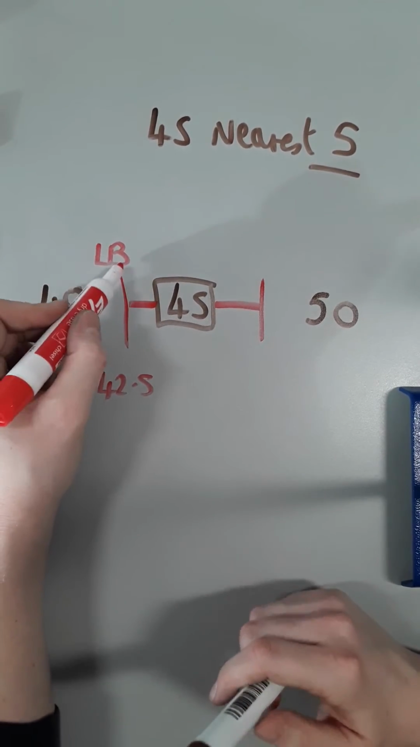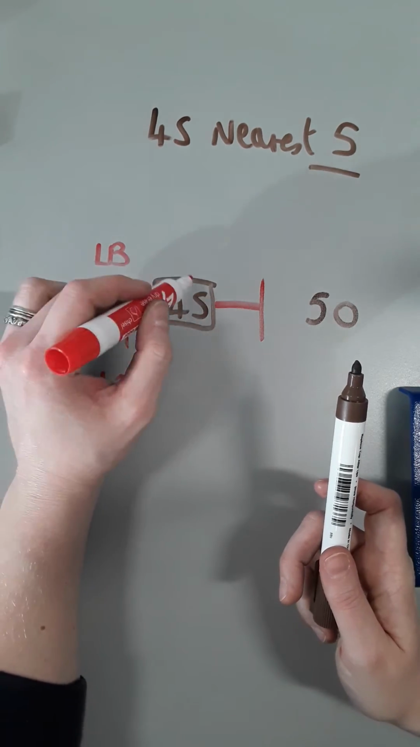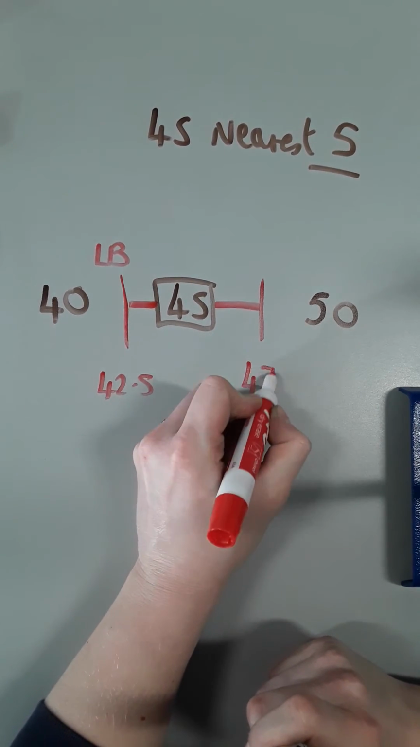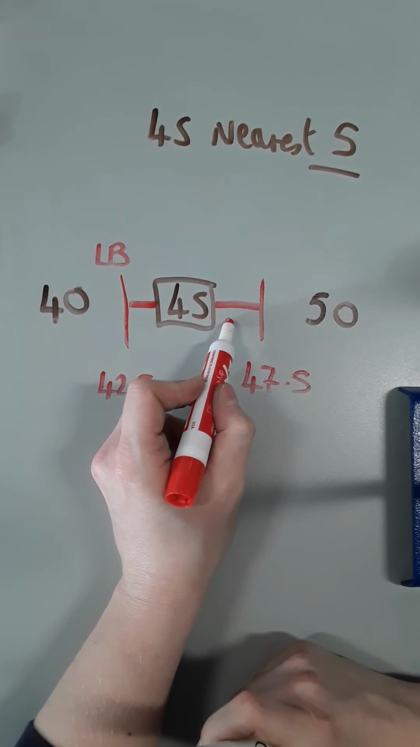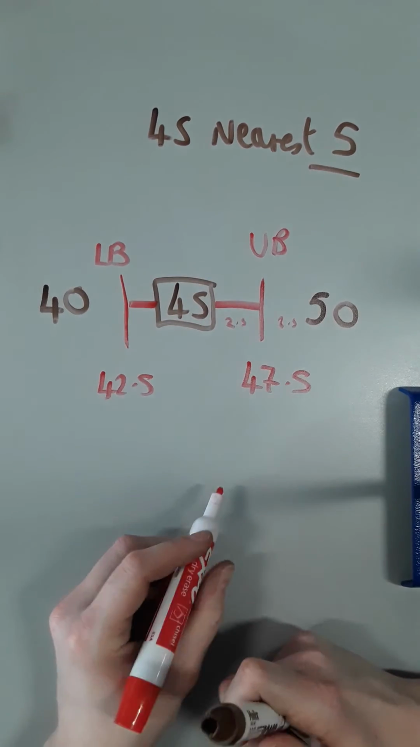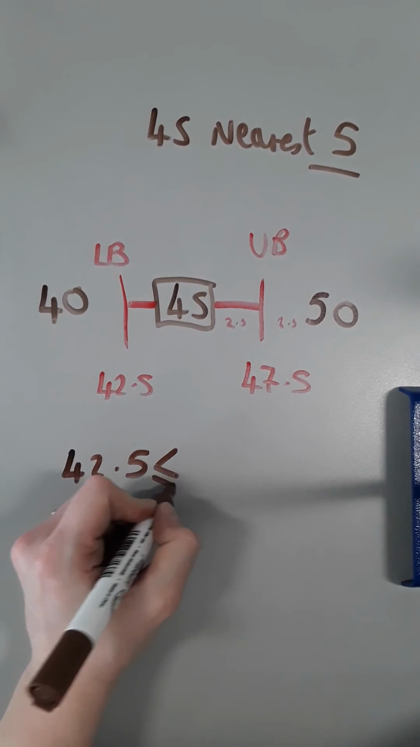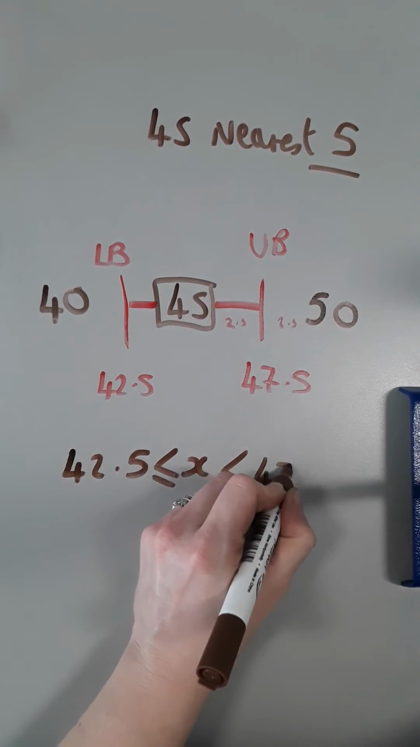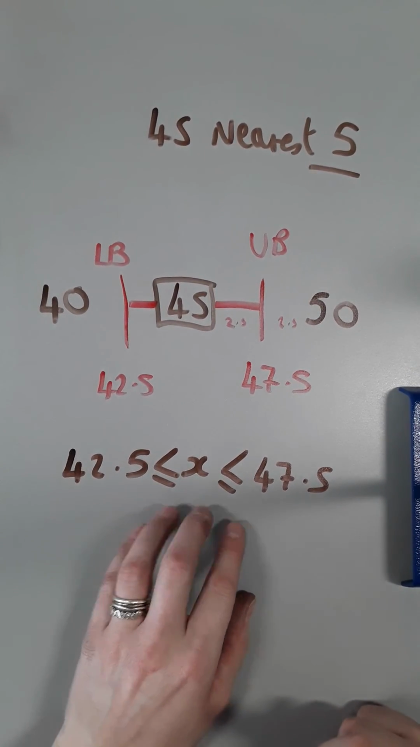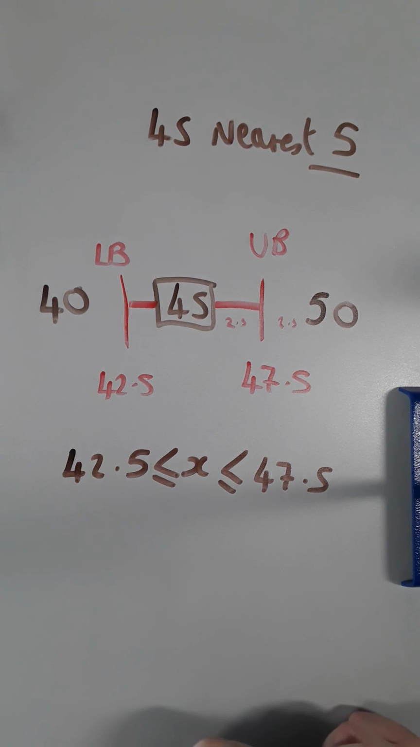So any numbers that are higher or equal to 42.5 would sit either on this line or in here, so they always round to 45. And then here, because we've got a difference of 2.5, we've also got 47.5 here, because that's 2.5 this side and 2.5 that side. So now this is our upper bound. So our error interval would be 42.5 to 47.5. And if you're not sure about these inequality signs, you can watch the inequality videos in the inequality playlist.